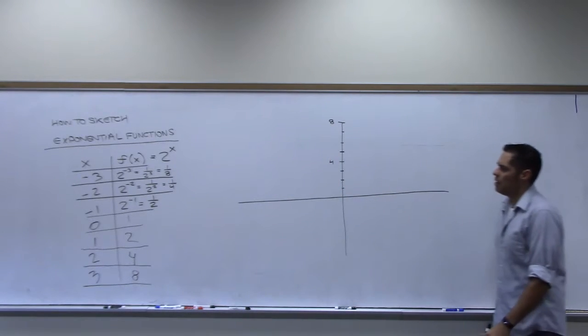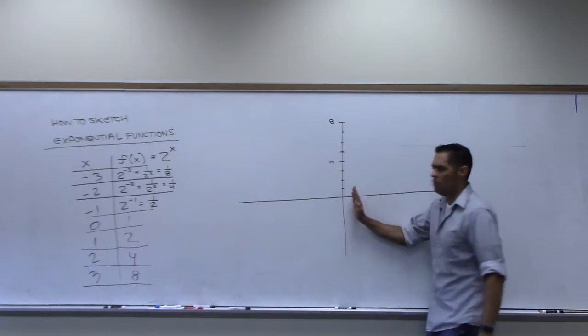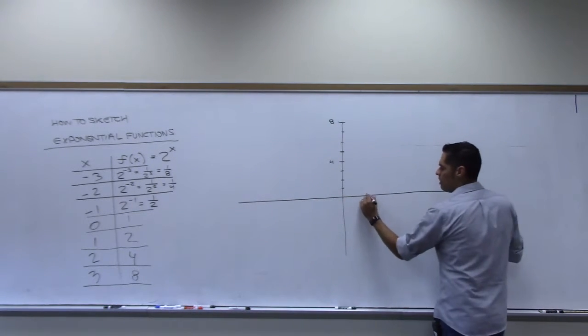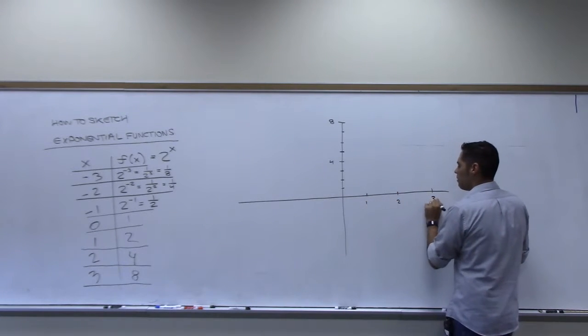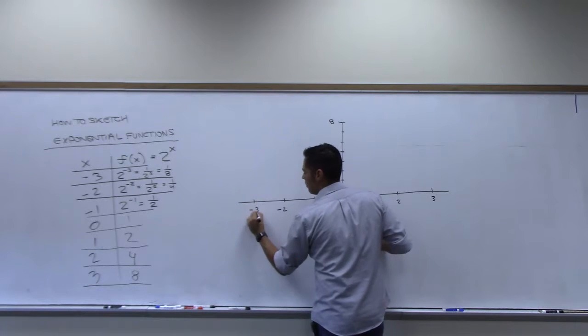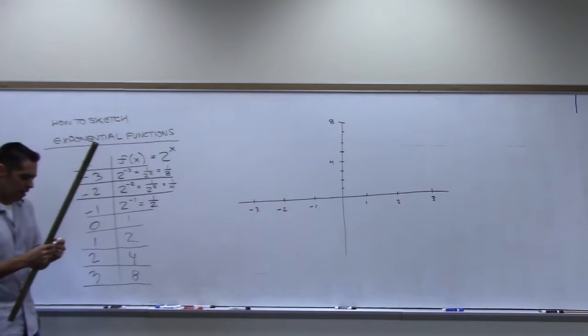There's 8. And then as far as left and right, I'm only going to go 3 to the right and 3 to the left, right? So just put these however you want. 1, 2, 3, -1, -2, -3. And now we get to draw it.